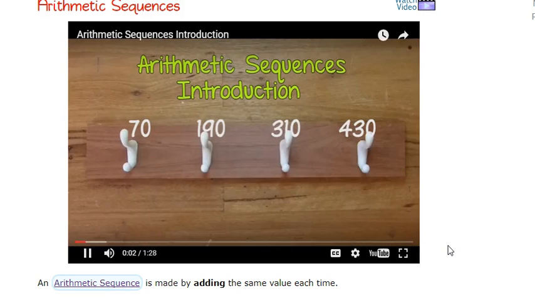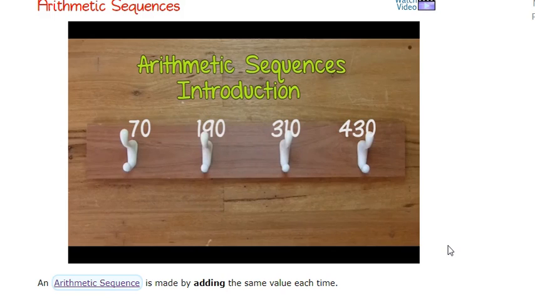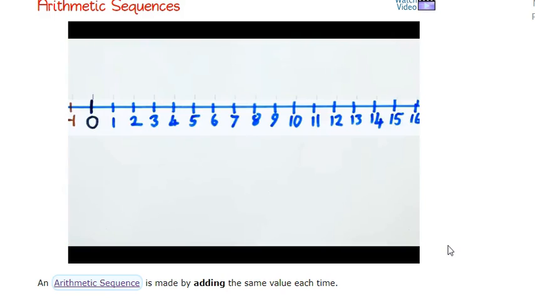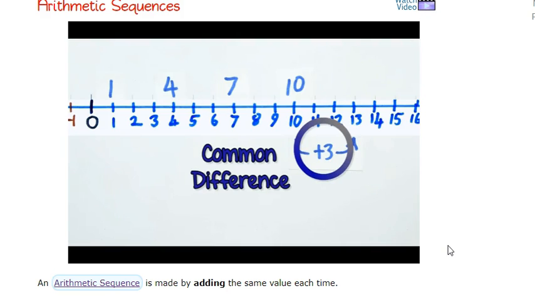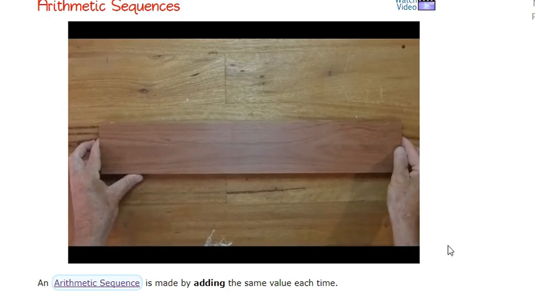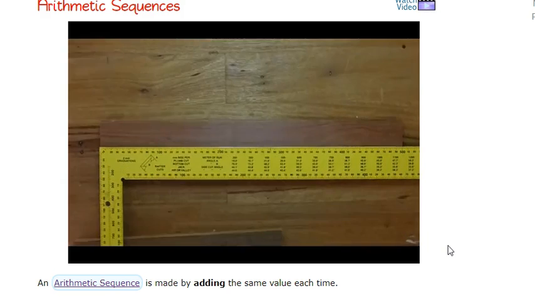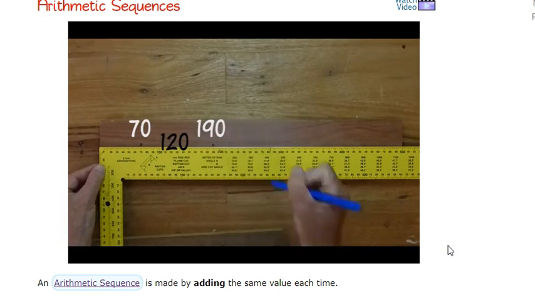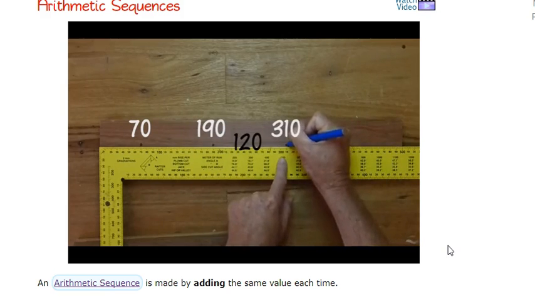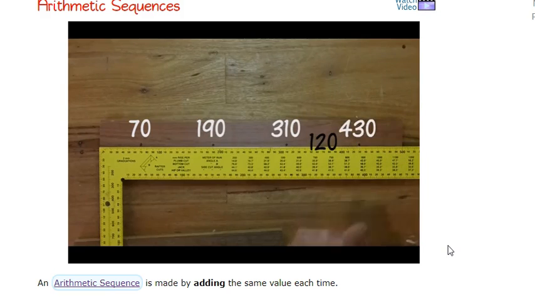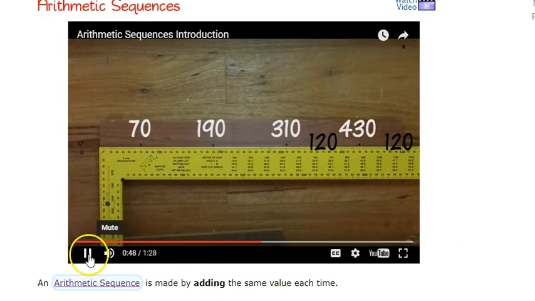Let's learn about arithmetic sequences. An arithmetic sequence is made by adding the same value each time. This sequence starts at 1. Add 3 to get 4. Add 3 again to 7. And then to 10. And so on. The value added each time is the common difference. Let's make a coat hook board. The first hook is at 70. The common difference is 120. The next hook is at 190. Then 310. Then 430. The sequence goes forever, but we've run out of wood.